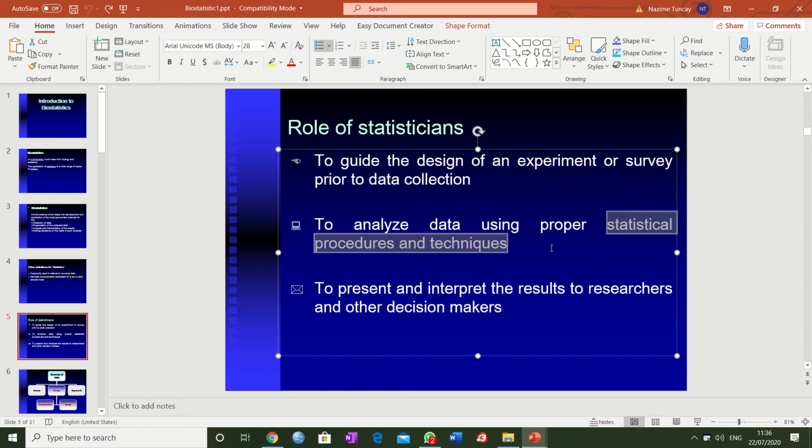And if I have results like 0.03, what does this mean? What is the meaning of 0.02? Is it something that I want, or is it something that I don't want? This is important. So which technique, which procedure?